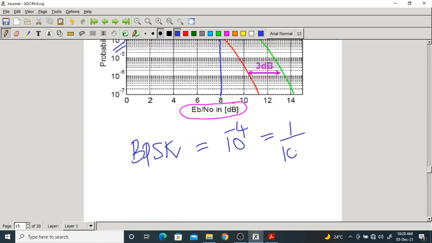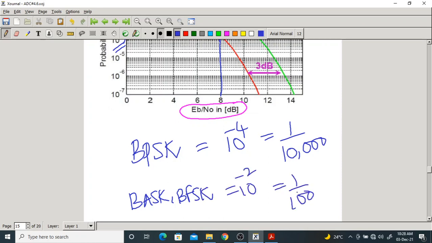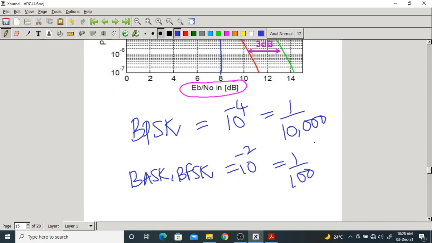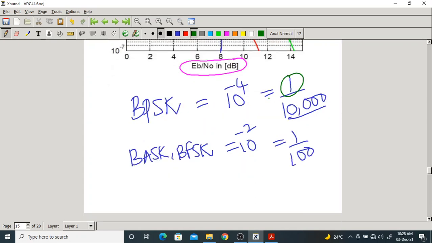1 by 10 power 4 is 1 by 10,000. In case of BASK and BFSK, it is 10 power minus 2, which is 1 over 100. You can clearly see here, in BPSK, if you transmit 10,000 bits, only one may go wrong, or you may get an error in 1 bit. But in case of these two techniques, if you transmit 100 bits, you may get 1 error. Obviously, which is better? This is better.